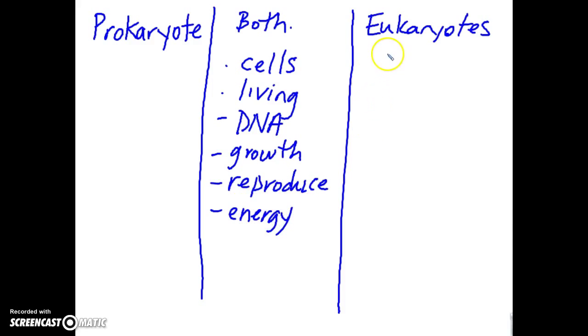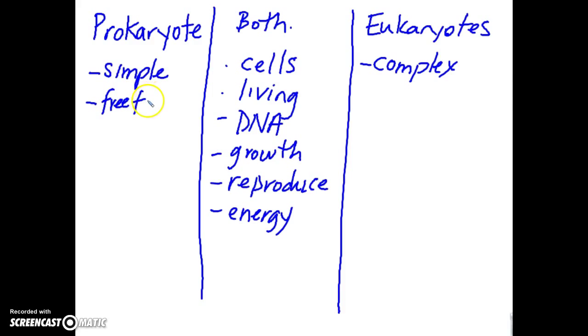Okay. And the difference between prokaryotes and eukaryotes is pretty simple. Prokaryotes are very simple cells, and eukaryotes are complex cells. Prokaryotes have free-floating DNA. That means they don't enclose their DNA in a nucleus, a nuclear membrane. So free-floating DNA. So it's just hanging around inside of the cytoplasm.